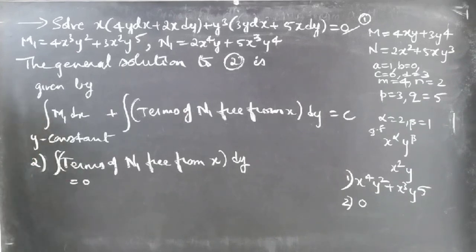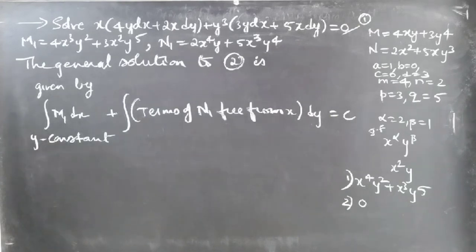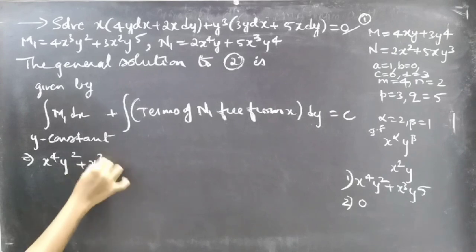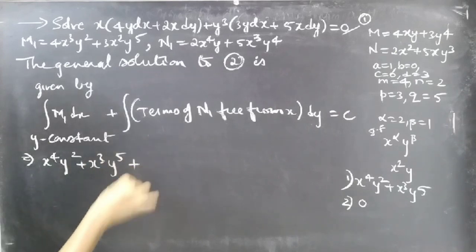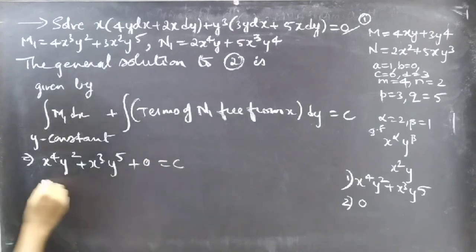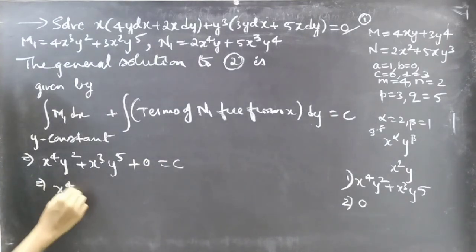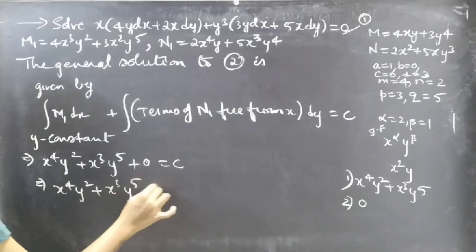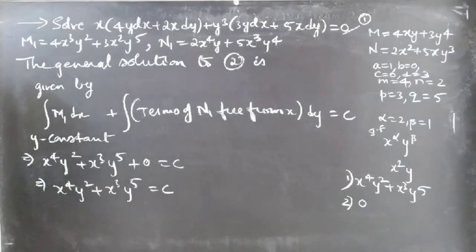Now coming to the solution to equation 2. The result obtained from the first integral is x⁴y² + x³y⁵, plus the result obtained from the second integral, 0, equal to c, which gives us x⁴y² + x³y⁵ = c, which is the required solution.